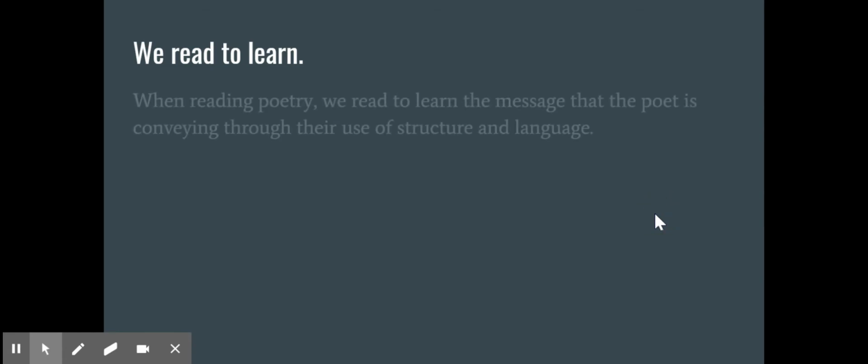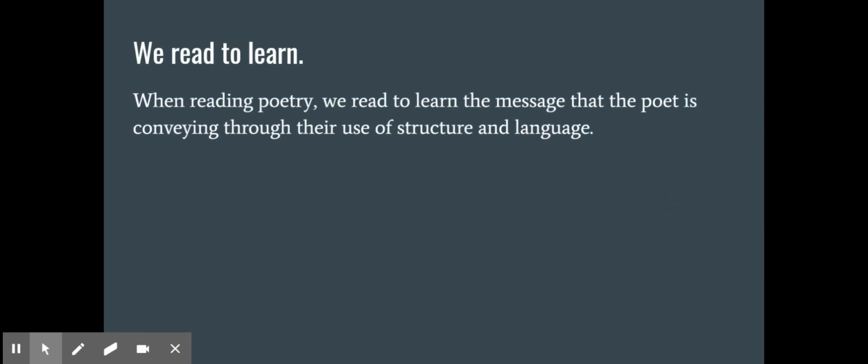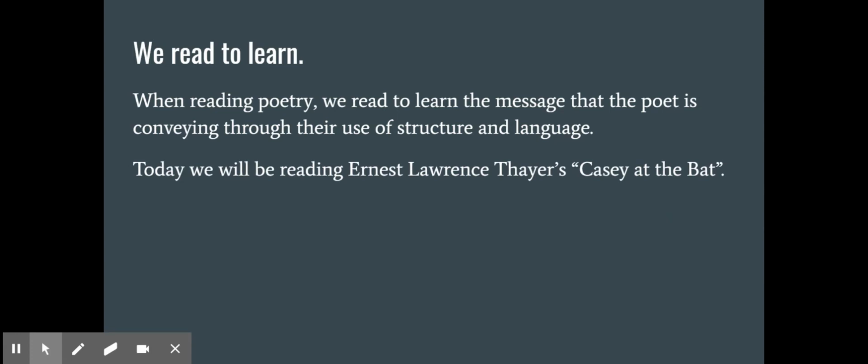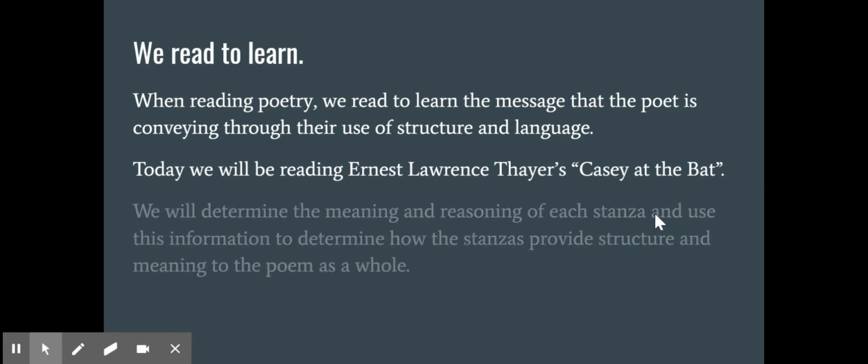All right, so we know that we read to learn, and when we are reading poetry, we're reading to learn the message that that poet is conveying. And poets use structure and language to convey this. So today we're going to be reading Ernest Lawrence Thayer's Casey at the Bat. We're going to start it together, and then you'll finish it for your assignment.